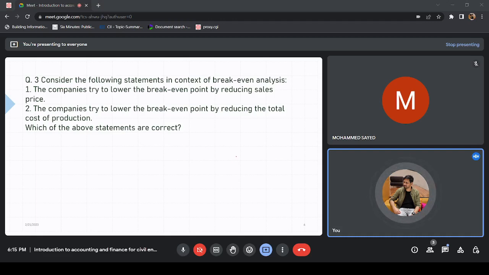I guess we saw the formula for break-even analysis as indirect cost divided by production minus UDC. So total cost of production, yes, if you reduce the total cost of production, it will lower your break-even point. But if you are reducing your sales price, if P is decreasing, B will increase. So the first is false, and the second is true.